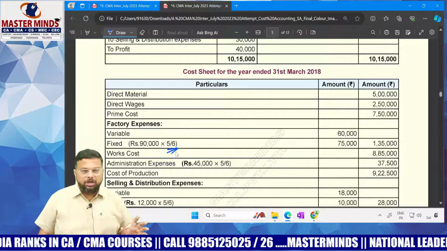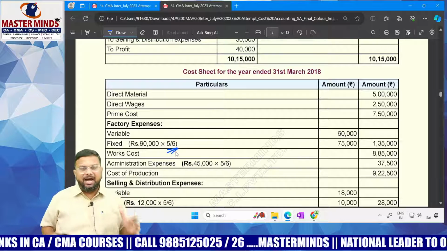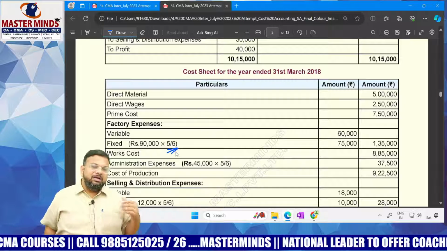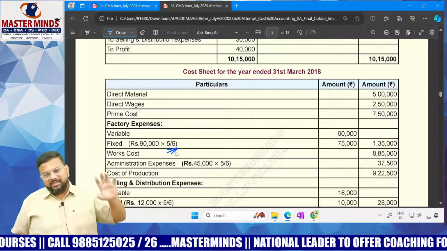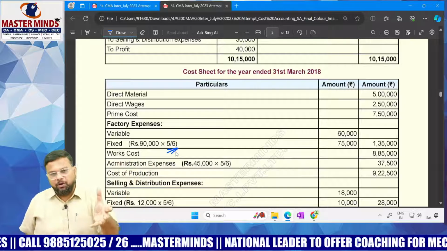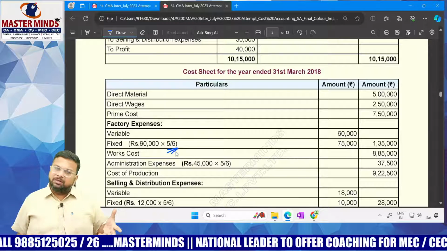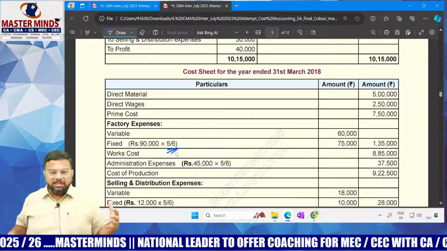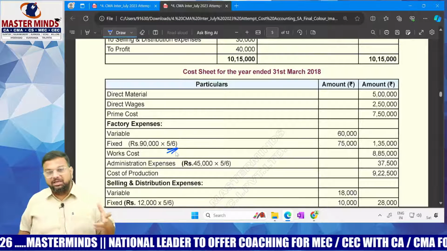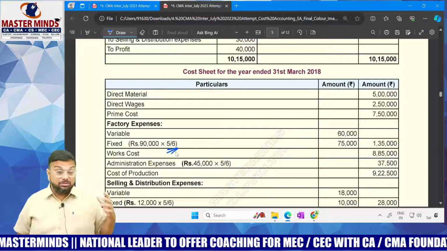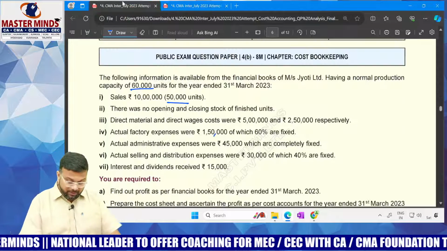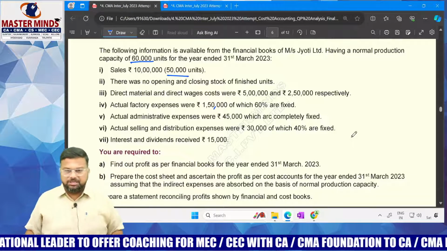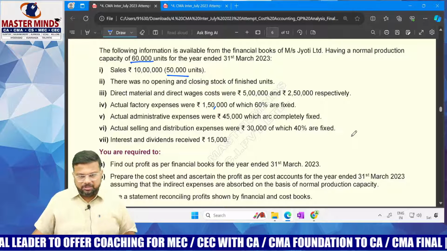90,000. In cost accounting, fixed overheads are decided on the basis of capacity. The plant capacity was 60,000. So for that 60,000, the fixed overhead was 90,000. If actual output was equal to plant capacity, then it would not have been a big issue. But here the actual production was only 50,000. So you have to adjust that fixed overhead. Okay, right. Next, actual administration expenses are given, actual selling and distribution expense, interest and dividends.